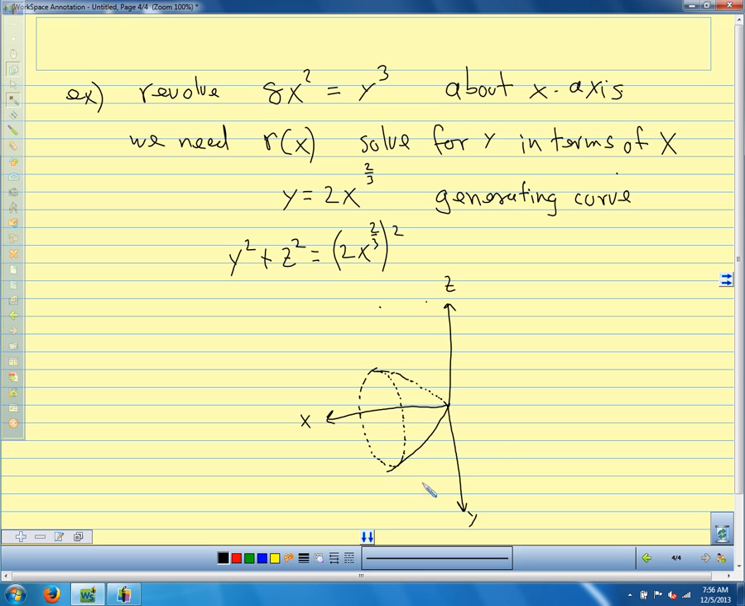So this is y equals 2x to the 2/3, and we revolve that about the x-axis. Not necessarily a perfect sketch, but it gives us an idea of what the surface looks like. So questions on that one?